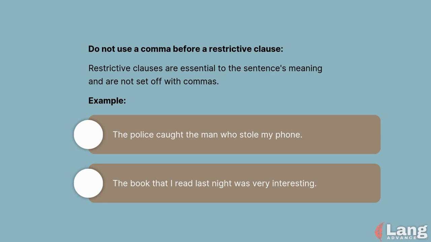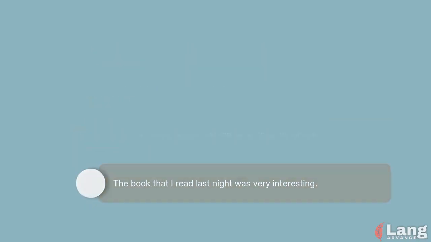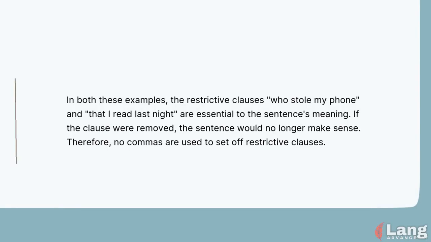Example: The police caught the man who stole my phone. The book that I read last night was very interesting. In both these examples, the restrictive clauses "who stole my phone" and "that I read last night" are essential to the sentence's meaning. If the clause were removed, the sentences would no longer make sense. Therefore, no commas are used to set off restrictive clauses.